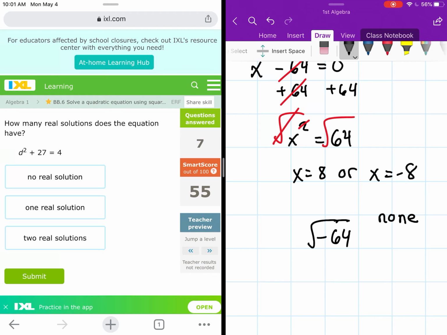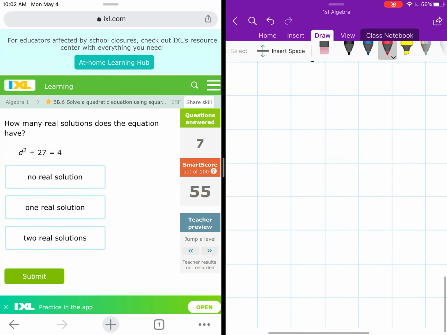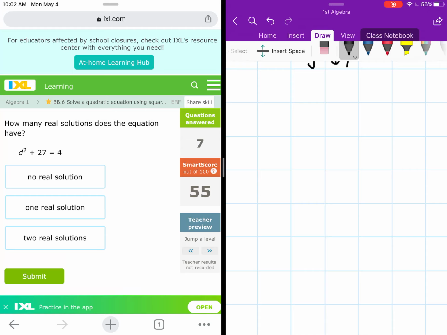One real solution is if you ever end up with just one answer. So notice how here we have two answers, two possible answers. Well, with one real solution, only one of them can work. So then, let's go ahead and look at this example that you have here.